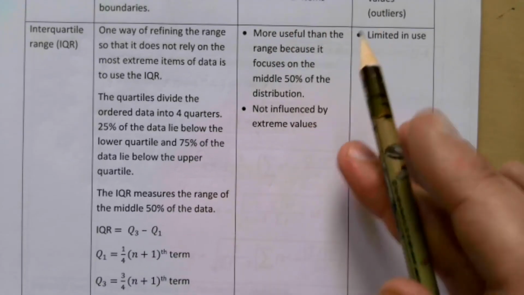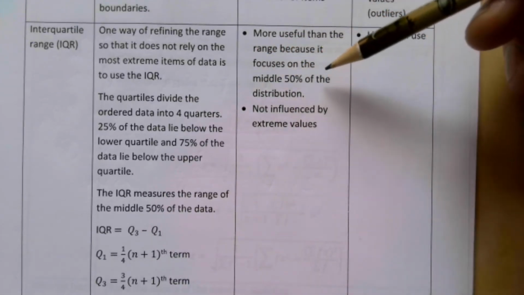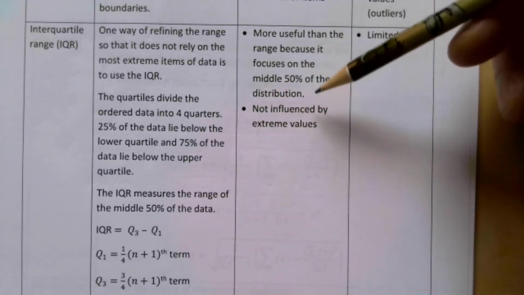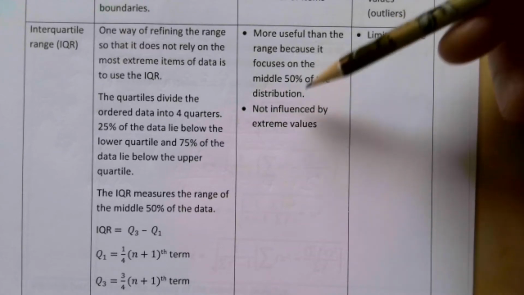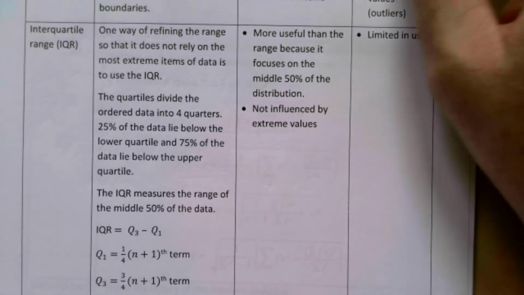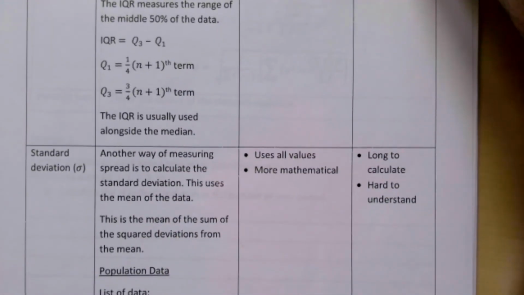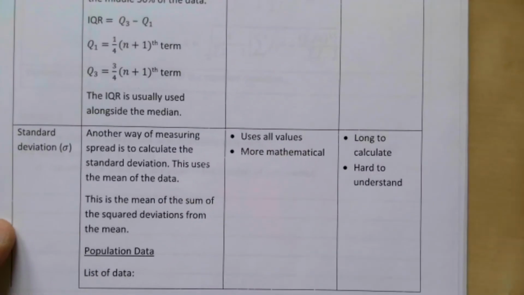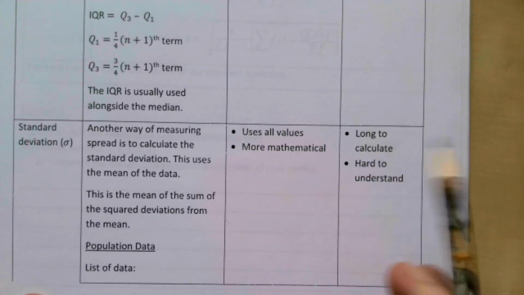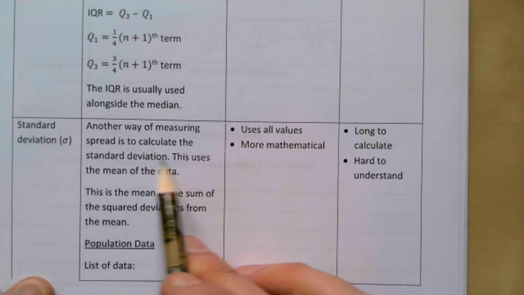Advantages: it's more useful than the range because it focuses on the middle 50% of the distribution and is not influenced by extreme values. So that 95% I was talking about, someone getting that in a test, wouldn't affect it. Again, the disadvantage is that it's limited in use. The one we're going to be learning and knowing and loving is the standard deviation, and it takes into account every piece of data you have, although it's a bit complicated, hard to understand and long to calculate. Another way of measuring spread is to calculate the standard deviation.